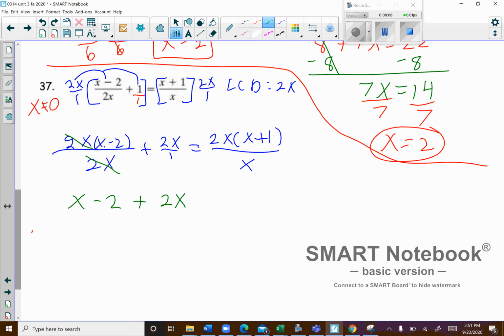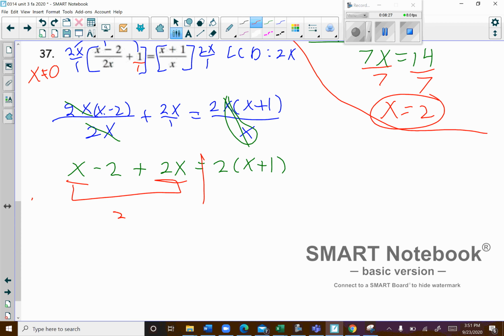And then here we'll go ahead and cancel out the x's. And that will leave me with 2 times x plus 1. If you wanted to distribute, you could. I'm going to do it now. While I'm doing that, I'm going to clean up the left side. So the left side, I can combine those x's. And so that will give me 3x, and then I have minus 2 equals, and we'll go ahead and distribute, and that will give me 2x plus 2.